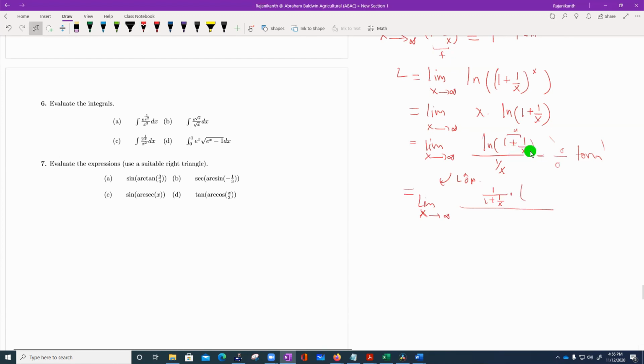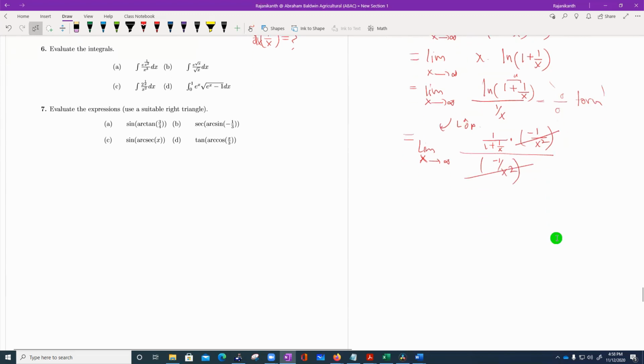The derivative of 1 over x. What is the derivative of 1 over x? I'm asking you d over dx of 1 over x. You are very close. Negative 1 over x squared. Now go to the denominator. Again, I have here 1 over x. What is the derivative of 1 over x? Again, negative 1 over x squared, right? Yes. Now you see two same guys. You could cancel.